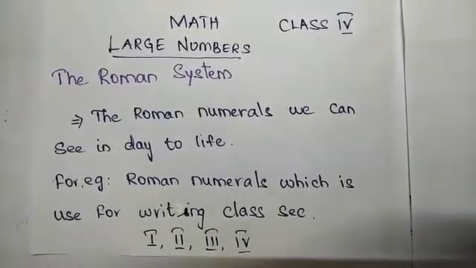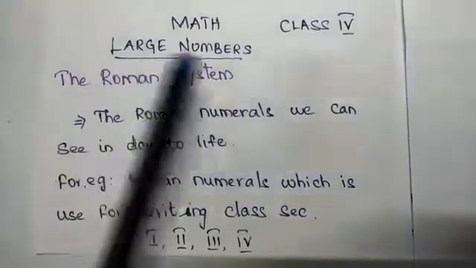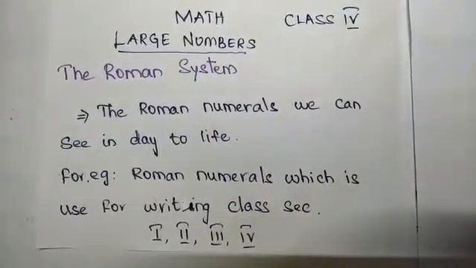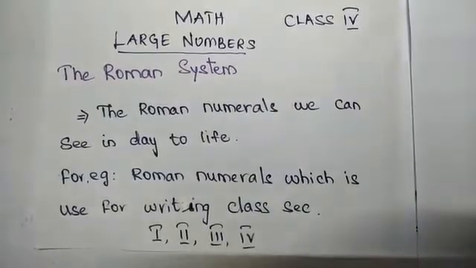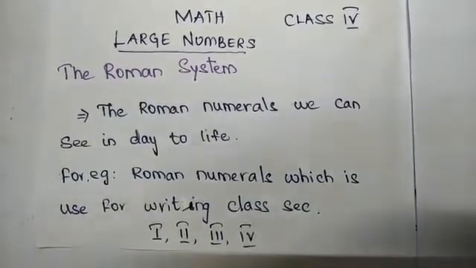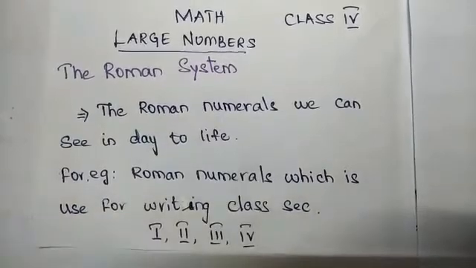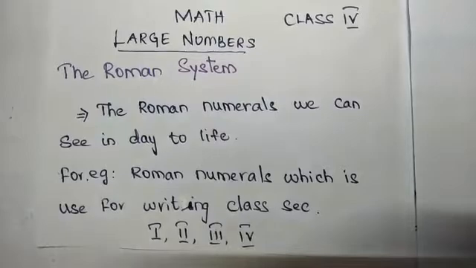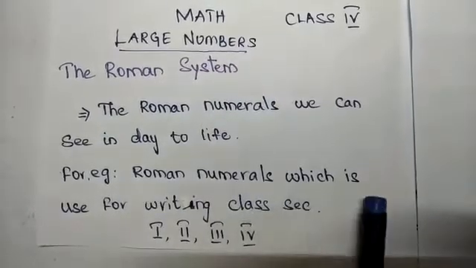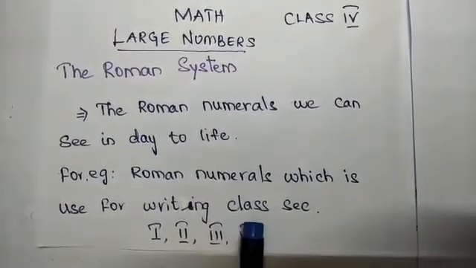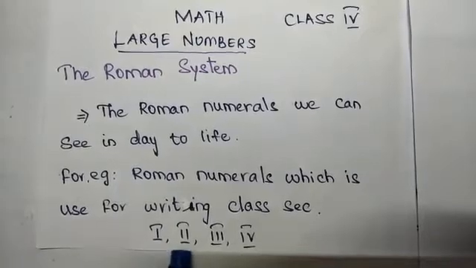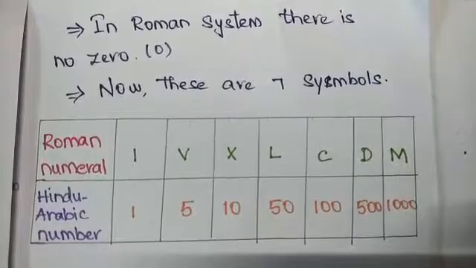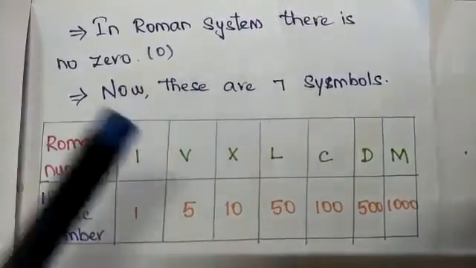Today we are going to learn the Roman numeral system in large numbers. Where do we see Roman numerals in everyday life? Yes, we write them for class names, in a question paper, and for prices. Roman numerals are used for writing class, that is I, II, III, IV. In Roman numbers, there is no zero.